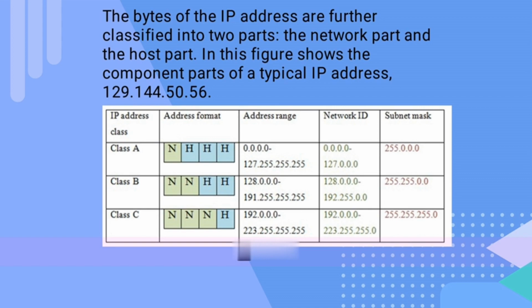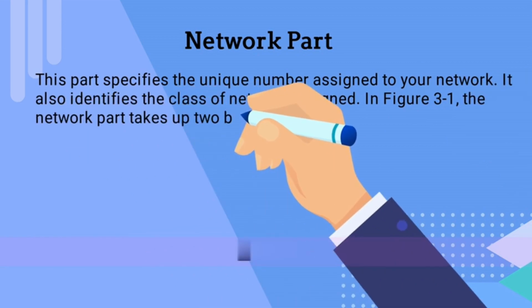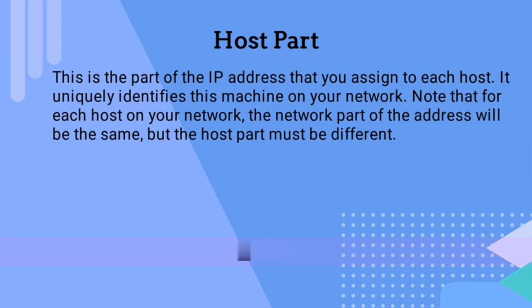In the picture, the component parts of a typical IP address are shown: 129.144.50.56. The network part specifies the unique number assigned to your network. It also identifies the class of network assigned. The network part takes up 2 bytes of an IP address. The host part is the part of the IP address that you assign to each host. It uniquely identifies this machine on your network. Note that for each host on your network, the network part of the IP address will be the same, but the host part must be different.